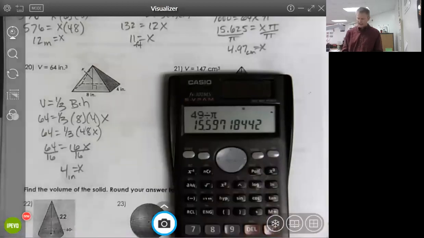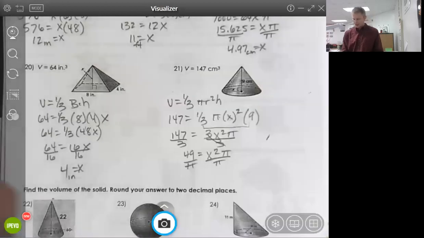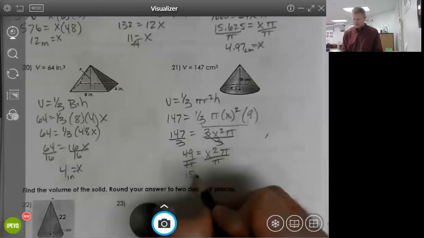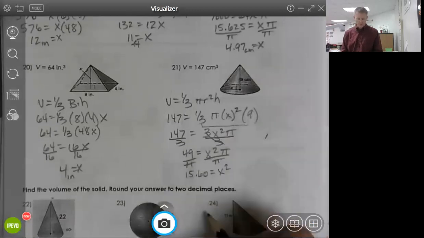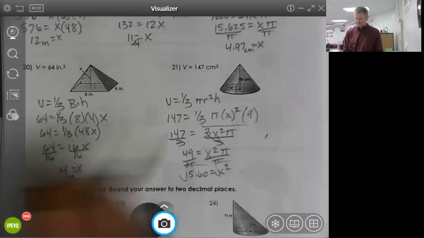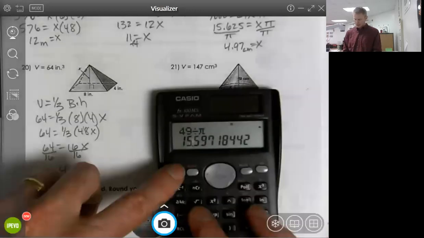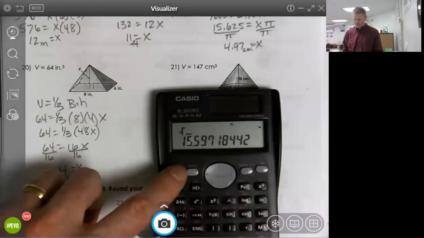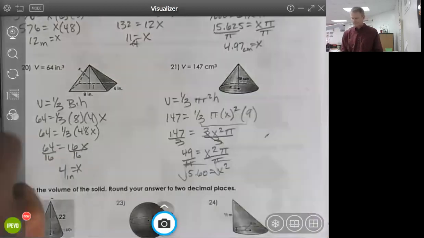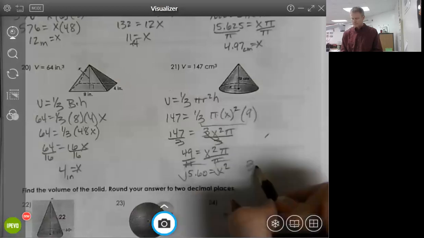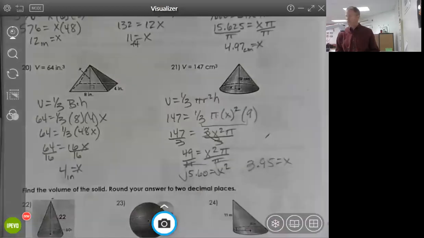You got 15.60. That is what x squared equals. And then we take the square root of that. Take the square root of our answer. We get 3.95. That would be our radius, and that would be in centimeters.